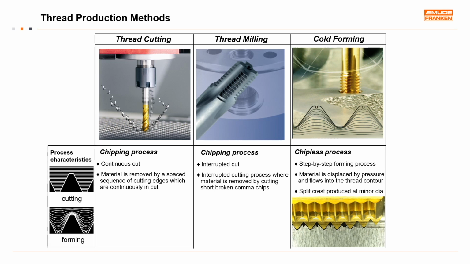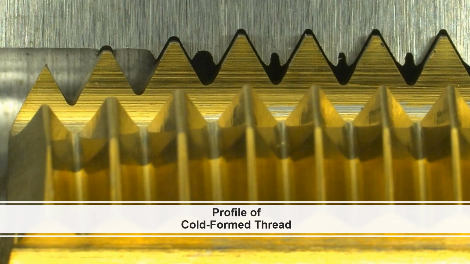A split crest is produced at the minor diameter. Cold forming titanium is possible, but can be problematic to consistently produce true to gauge threads, especially as tool wear sets in. Also, due to the deformed split crest, components such as those for orthopedic medical or aero engine will not accept this thread form imperfection. At EMUGE, we highly recommend the use of thread cutting methods in titanium. Here we see a magnified view of a cold form thread with split crest at the minor diameter.